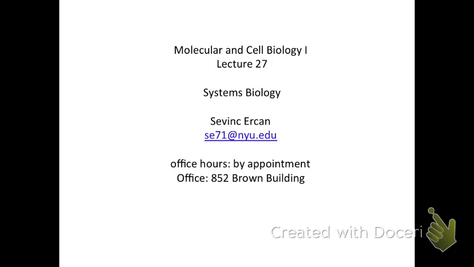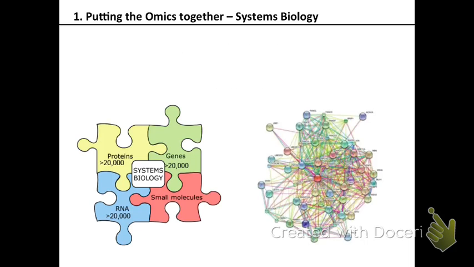So how do we do this? We do this through a branch of science that's called systems biology. And that's what we're going to talk about. So basically, the goal of systems biology is to put together all this knowledge about the proteins and genes and small molecules and RNAs that are in our cells and in the organism, for given organisms, into a picture so that we can understand how they relate to each other.